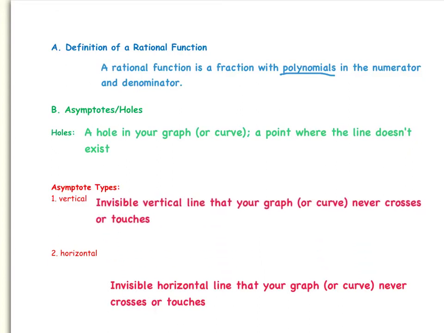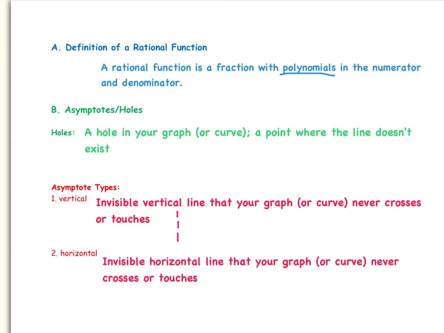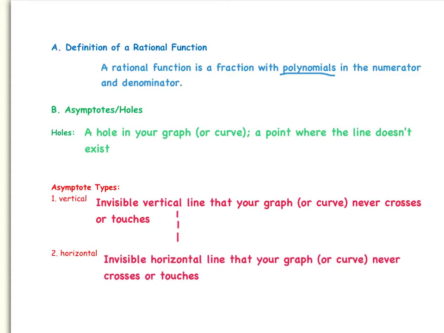Now, a vertical asymptote is an invisible vertical line that your graph or curve never crosses or touches. We express the vertical asymptote as a dashed line. The horizontal asymptote is an invisible horizontal line that your graph or curve never crosses or touches. And we express that also as a dotted or dashed line.